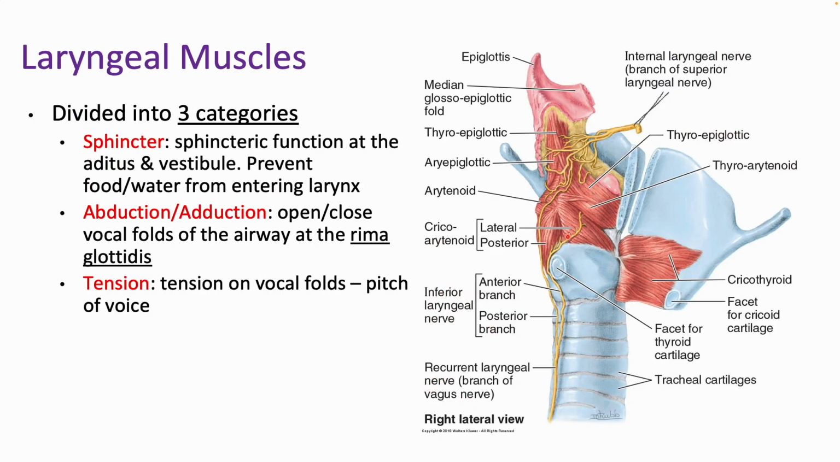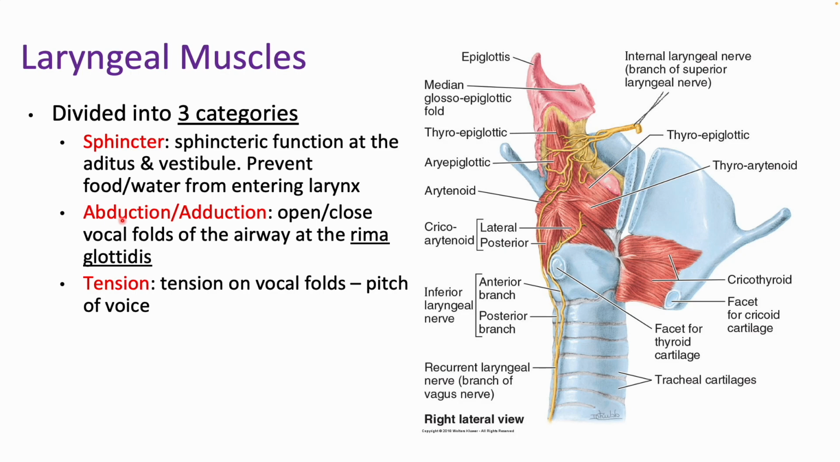And so now we'll look at all the muscles of the larynx, which are going to give it all of its special functions. And so again, we're going to divide into 3 categories, and that's going to be more of a functional category rather than layers or anything like that. And so we have some sphincter muscles, which are going to give us sphincteric function at the aditus, which is the opening, and the vestibule. And what that's going to do is prevent food and water from entering into the larynx, because that's where we're going to breathe. We don't want food and water coming into here.